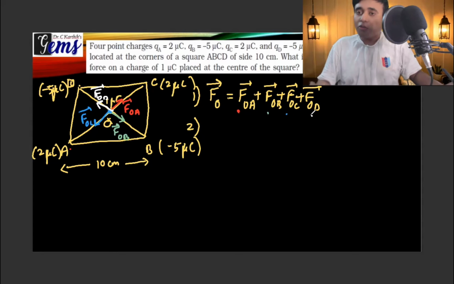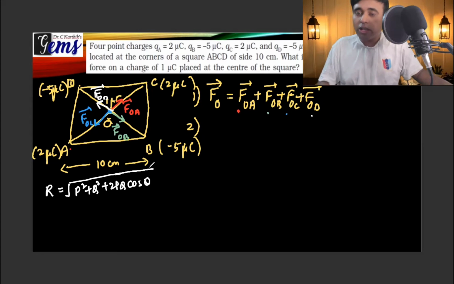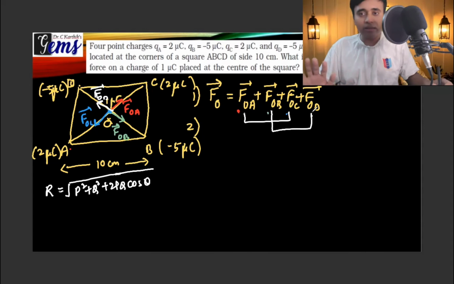Now you should know that to find the resultant between two vectors, these are all vector addition problems. So we already know that to find the resultant vector for two vectors, we have a formula of magnitude, that is R is equal to root of P square plus Q square plus 2PQ cos theta. This was very popularly known in your 11th standard as the parallelogram law of vector addition. So now if I want to add, I will add two vectors at a time. First I'll be adding FOA and FOC, and then I'll be adding FOB and FOD because they are in the same line. So it will be easy for me. And then I can add the resultants of these two.